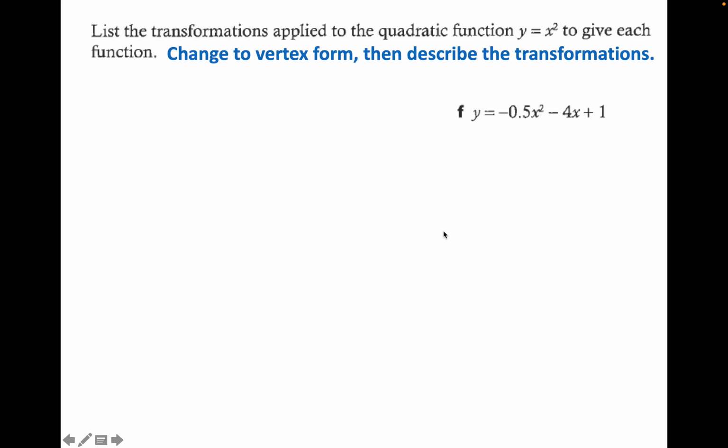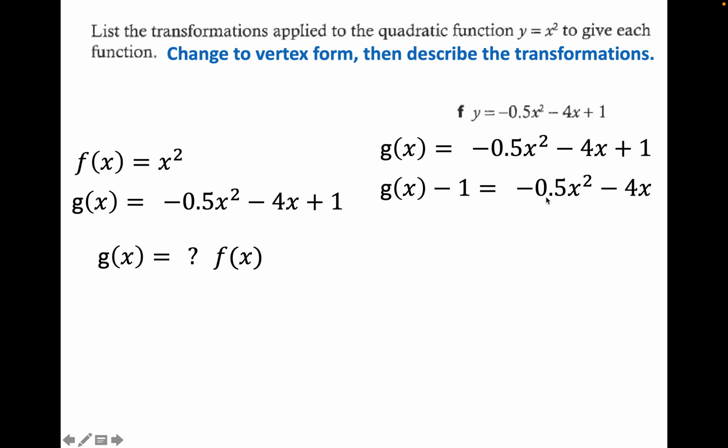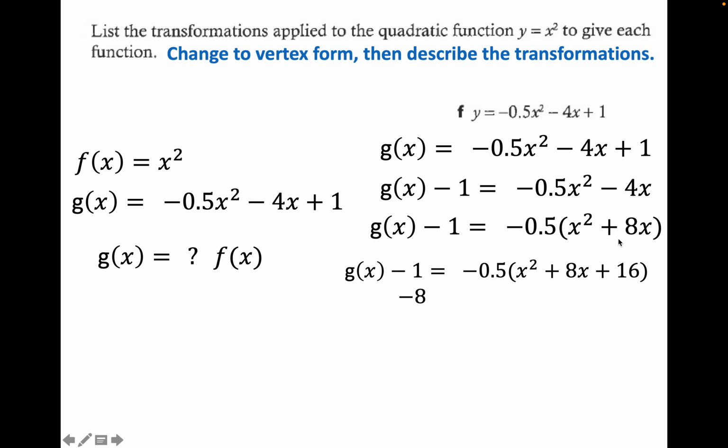Great, try this one. Again, we are looking at how g of x was created from f of x. Here's that. Move the 1 over. Factor out the negative 0.5, so divide both of these by negative 0.5. When you divide negative 4 by negative 0.5, it's a positive 8. B over 2 squared for that is 16. So we're not adding 16 on this side, we're multiplying 16 by negative 0.5, so it's a negative 8.